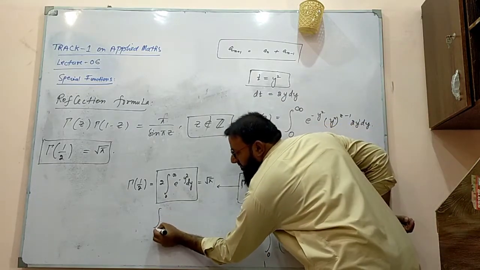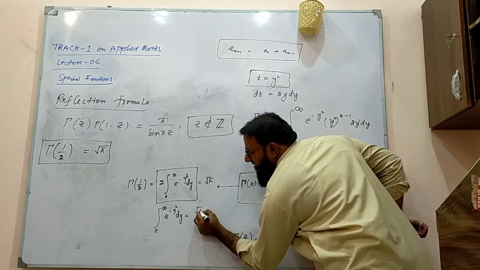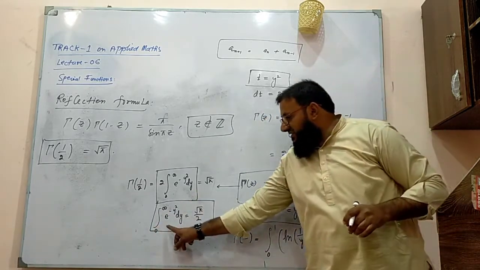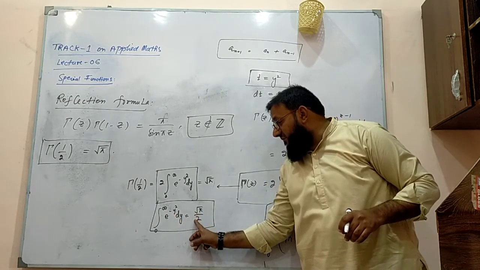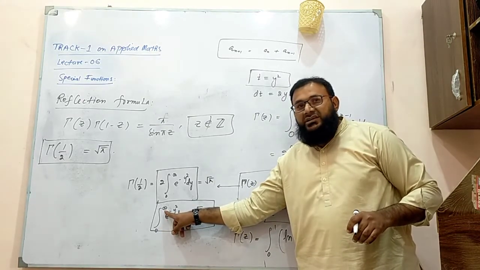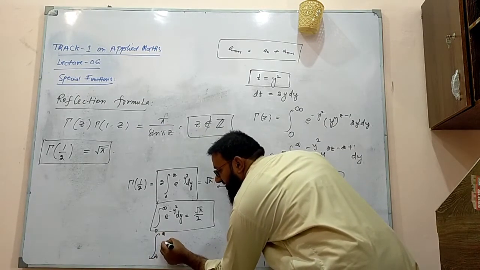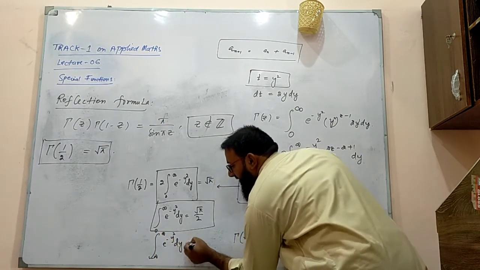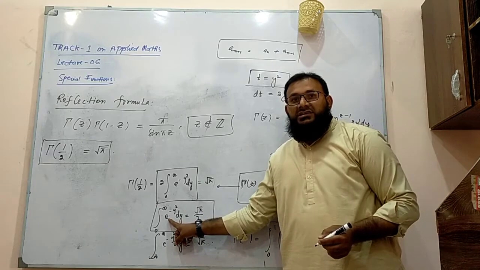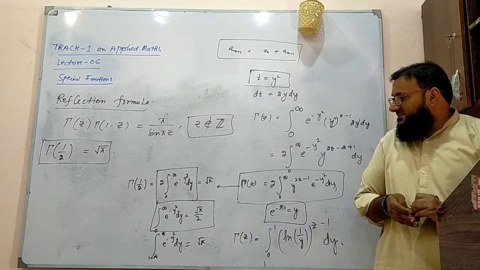Sometimes in exams you are asked about this integral, e power minus y square dy. Its value is going to be square root of pi by 2. The integral from 0 to infinity of e power minus y square dy is square root of pi by 2. Sometimes the limit is from minus infinity to infinity. Its answer is going to be double of this, that is square root of pi, because this function is an even function. From left and right its behavior is the same.